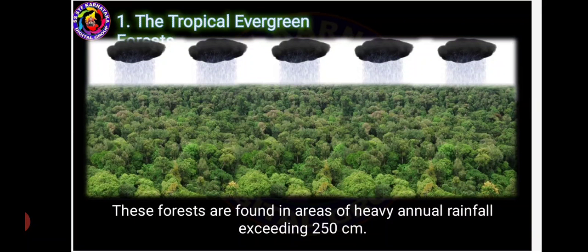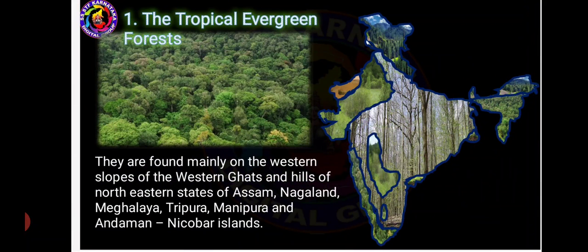Let us discuss each one in brief. First is the tropical evergreen forest. These forests are found in areas where annual rainfall is heavy, exceeding 250 centimeters a year. Evergreen forests are found on the western slopes of the Western Ghats and hills of the northeastern states of Assam, Nagaland, Meghalaya, Tripura, Manipur, and the Andaman and Nicobar Islands.